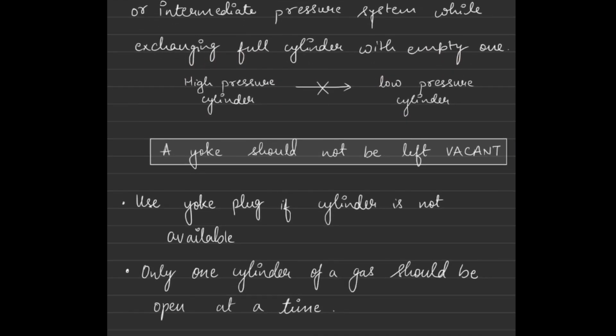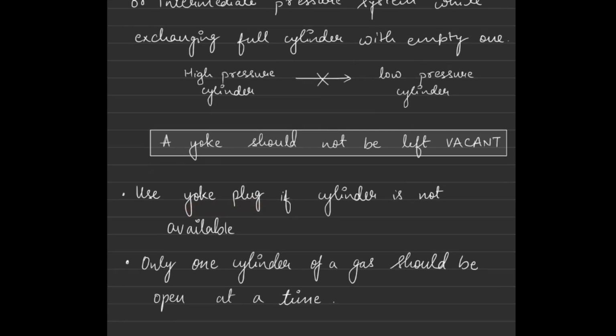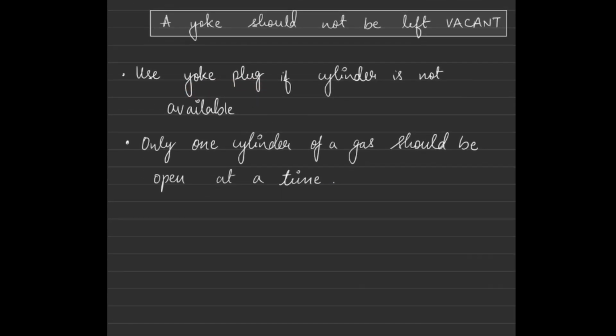A yoke should not be left vacant. We have to use a yoke plug if a cylinder is not available. If there are two sides for an oxygen cylinder, only one cylinder of a gas should be open at a time.